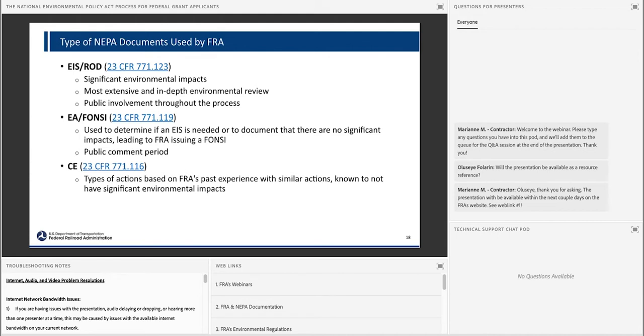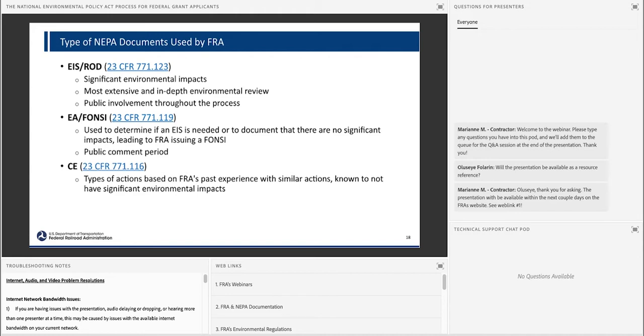Again, in today's webinar, we are not going to focus much on our EIS processes. There is certainly a lot of information in our regulations. You can get more information, but we're going to focus a bit more today on this last category of CEs, since that is what we are encountering the most.